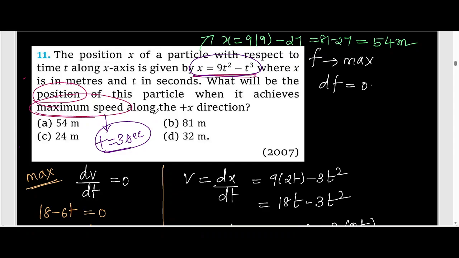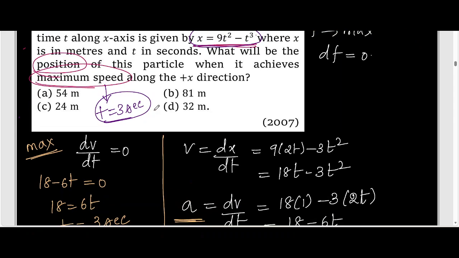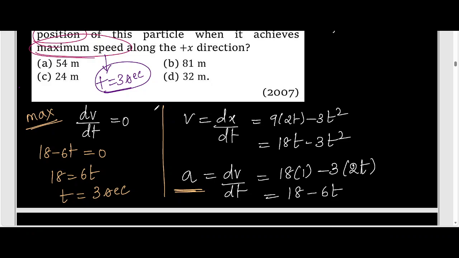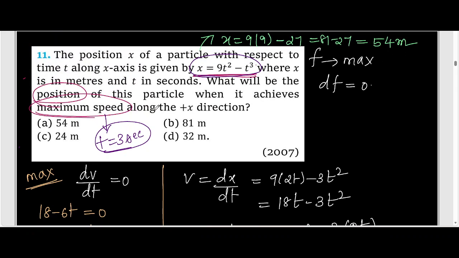Have you all understood the question? Position is given. Again you have to find the position, but under what conditions? Under maximum speed conditions. So from this maximum speed, you'll get the time value. And how do you get the speed here? Differentiate the position. And how do you find the acceleration? Differentiate the velocity. So this acceleration is 0, you got the time 3 and just substitute in the x expression. You'll get the answer as 54 meters. Answer is option A.